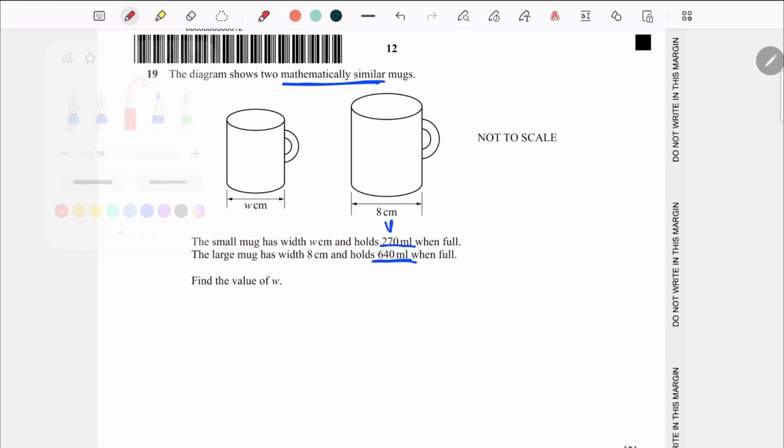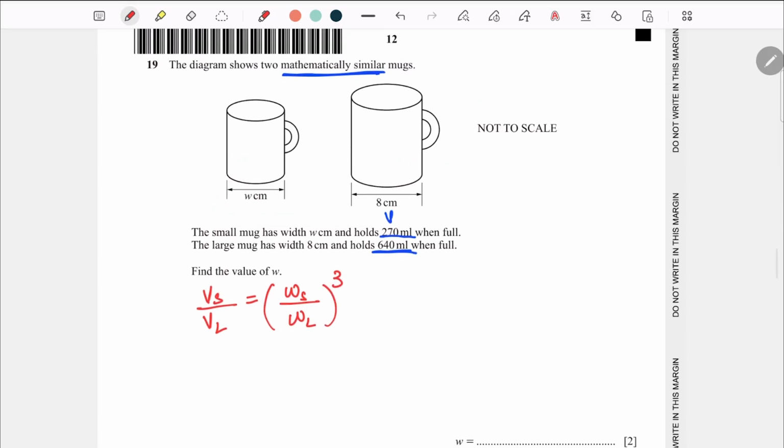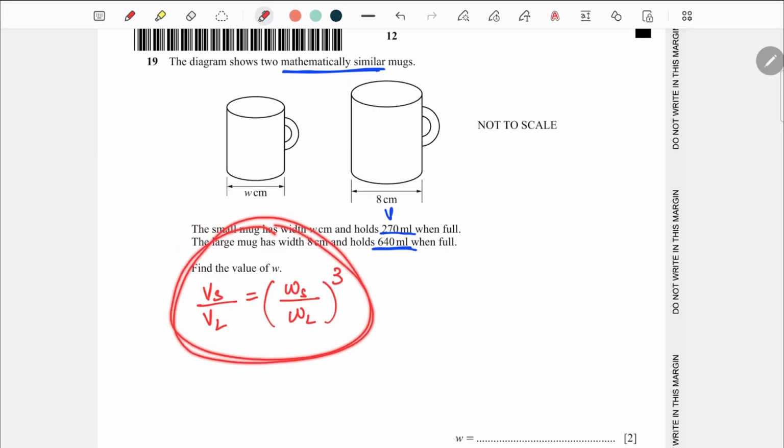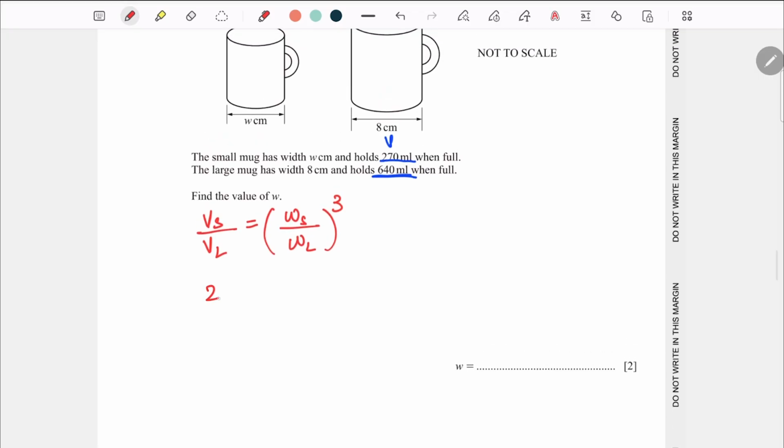So the question itself is telling us that these are mathematically similar mugs. So I'm going to form ratios. That is, volume of the small mug over volume of the large mug is equal to width of the small mug divided by width of the large mug, and this should be cubed. So this is the general equation for similar figures when we're considering the volume. Now volume of the smaller mug is 270. Volume of the large mug is 640. We have to find the value of W, and W for the large mug is 8. I'm going to cube this.